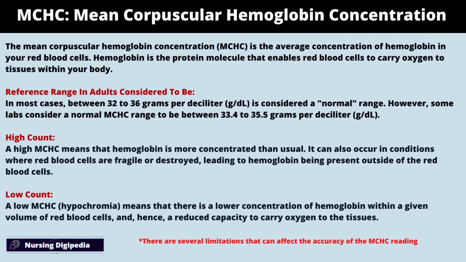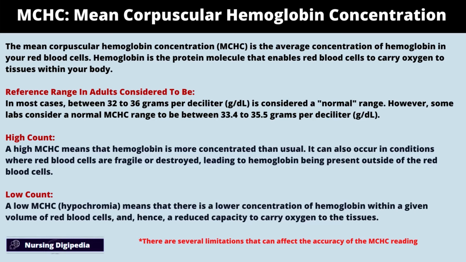MCHC stands for mean corpuscular hemoglobin concentration. It is the average concentration of hemoglobin in your red blood cells. Reference range in adults is considered to be, in most cases, 32 to 36 grams per deciliter. However, some labs consider a normal range to be between 33.4 to 35.5 grams per deciliter.